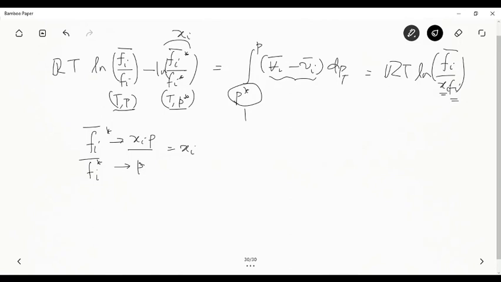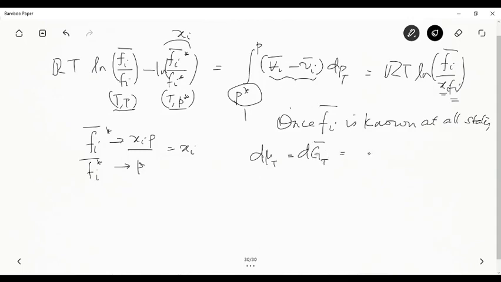And once I can measure Fi bar, then from there, I can evaluate all the other properties, just like I did using chemical potential. So we all know that once Fi bar is known at all states, then we can actually get mu i bar, which is equal to RT d log Fi bar.